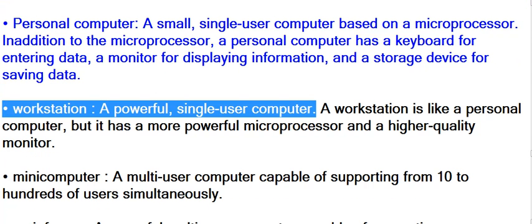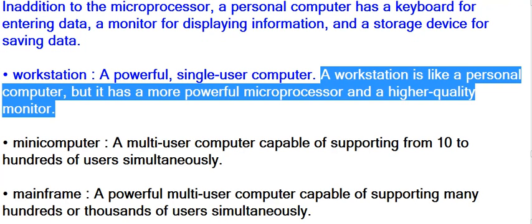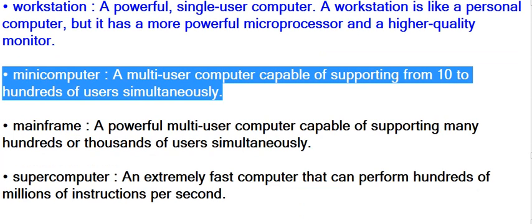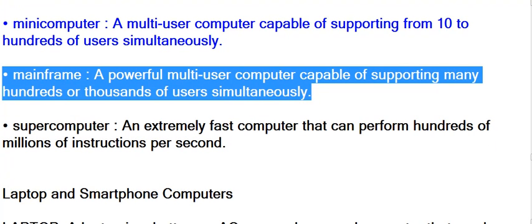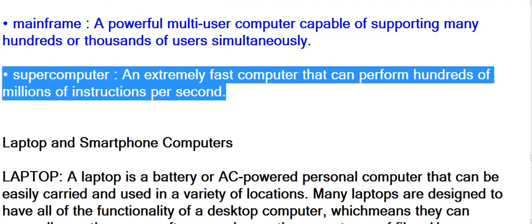Workstation: a powerful, single-user computer. A workstation is like a personal computer, but it has a more powerful microprocessor and a higher quality monitor. Minicomputer: a multi-user computer capable of supporting from 10 to hundreds of users simultaneously. Mainframe: a powerful multi-user computer capable of supporting many hundreds or thousands of users simultaneously. Supercomputer: an extremely fast computer that can perform hundreds of millions of instructions per second.